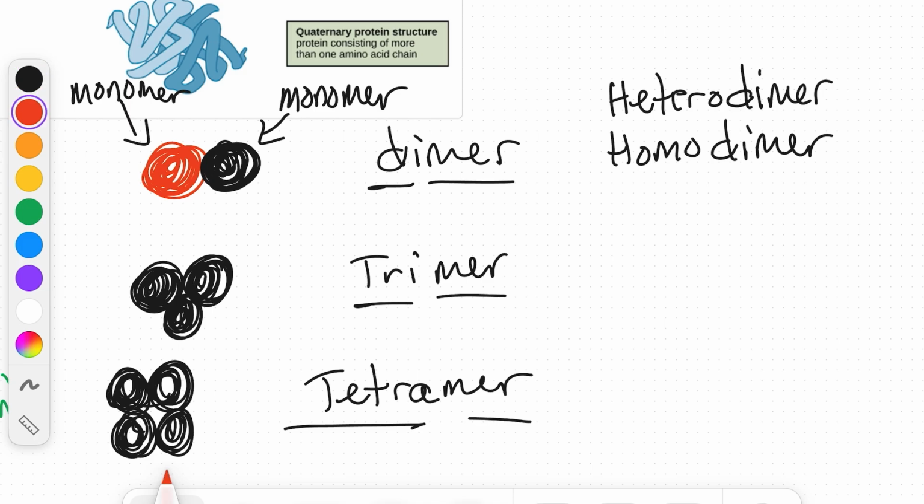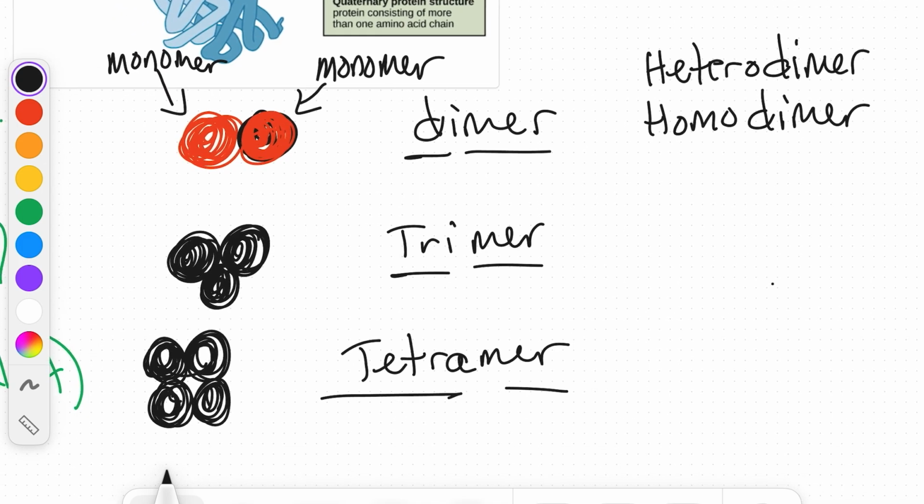A homodimer would be if those subunits are exactly the same. If they're exactly the same, they'd be called a homodimer, which is very important, like I said, in the next video. So heterodimer, different subunits. Homodimer, same subunits. And you could also say hetero or homo trimer. You could say hetero or homo tetramer, so on and so forth. So just be aware of that.